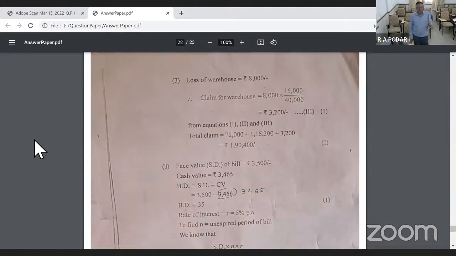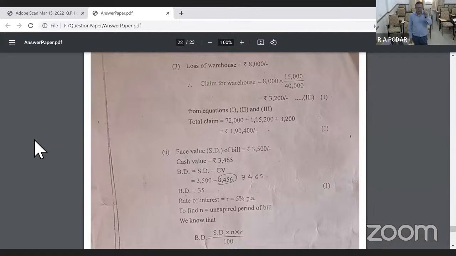Loss of the warehouse will be separately calculated, and all 3 amounts you have to add: 70,000, 1,50,200, and 3,200. So 1,90,400. That's the final answer. 1 mark it gets. So the last second question is there.